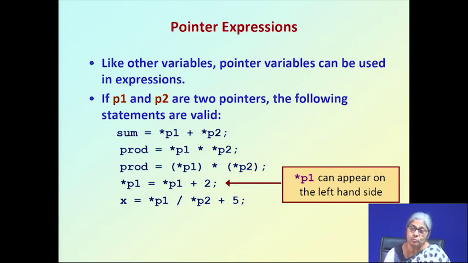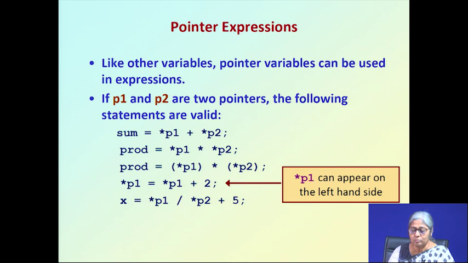Similarly, star P2 has the value of the variable that P2 is pointing to. So, these are some values. It can be an integer, it can be a float, whatever value it is. Then if I get two values, they can be added, and I keep the result in sum. Only the data type should be the same; that we can do.